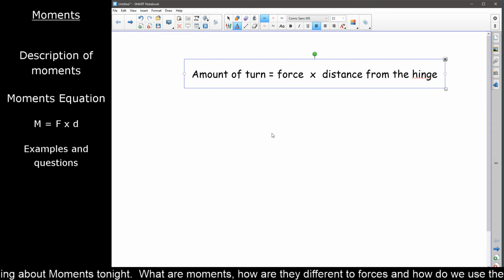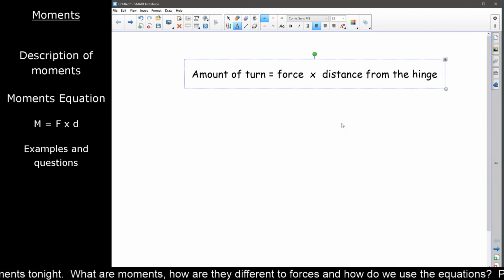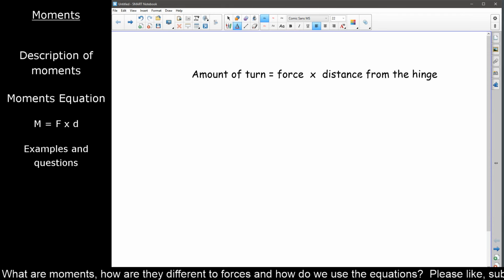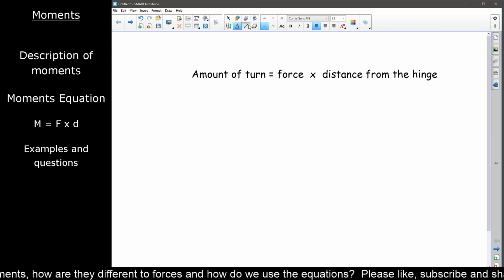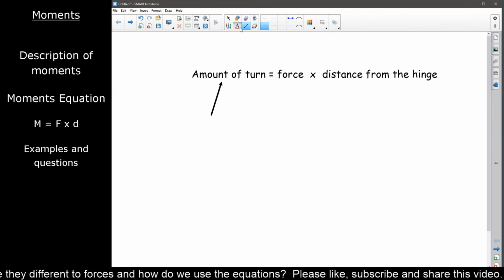Okay, now it's probably a multiply by. It's definitely not a divide, because that would get it smaller. It's probably not an add because physics doesn't really work like that. So we can reasonably deduce that it's going to be a multiply by the distance from the hinge. And that would mean that in order to open the door, the amount of turn has a number.